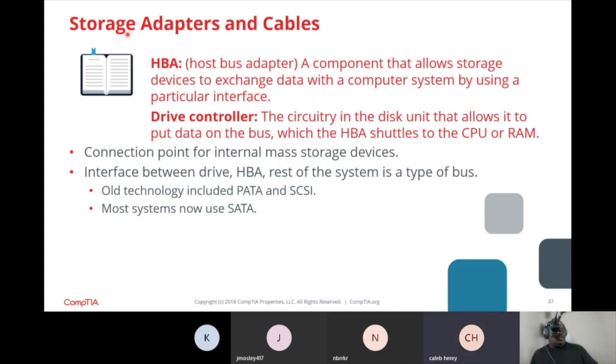Storage adapters and cables. Host bus adapter is a component that allows storage devices to exchange data on a computer system by using a particular interface. Drive controller is the circuitry in the disk. It's basically the connection point for the internal mass storage devices. So the old technology, which is PATA and SCSI, and now everything uses SATA. So you have parallel ATA, that's what PATA stands for.